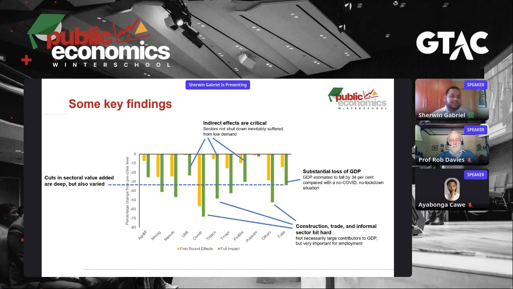Another thing that's quite important is that sectors that were considered essential and were allowed to continue opening couldn't escape the effect of the pandemic. Sectors that weren't shut down inevitably suffered from low demand. If you take a look at the utilities sector over here, the electricity sector was allowed to continue. It's an essential service. However, because other sectors in the economy were forced to shut down, the impact of lower demand for electricity inevitably reduced value added in the electricity sector.